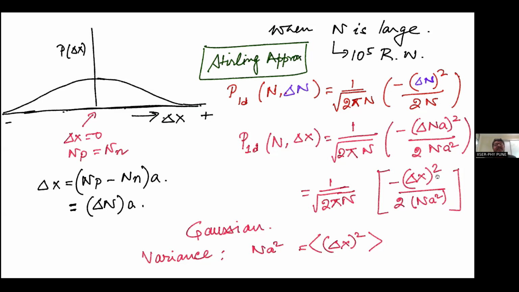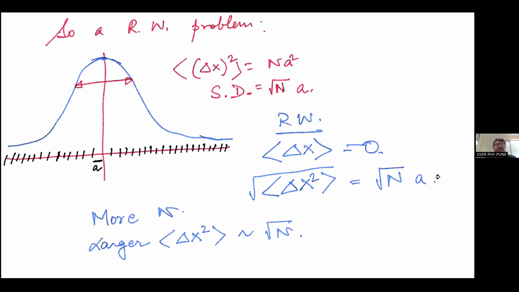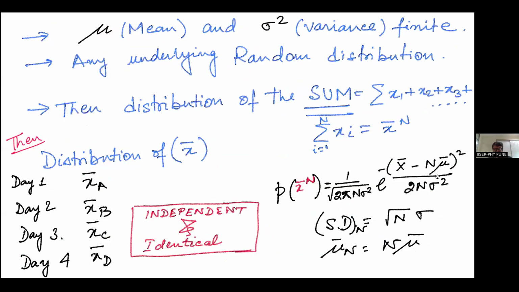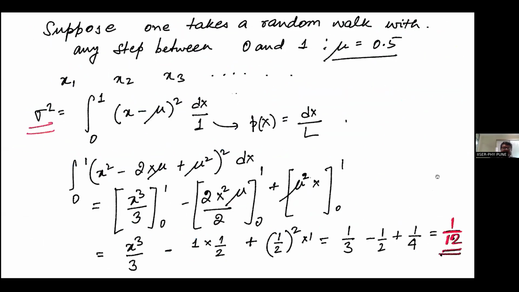So the sum of this random walk problem would be a Gaussian, even if you don't do this algebra, but if you know your central limit theorem well, you can figure out what is going to be the distribution of a large number of random numbers. So central limit theorem can be used also to study or understand the random walk problem. Right? This is the message.